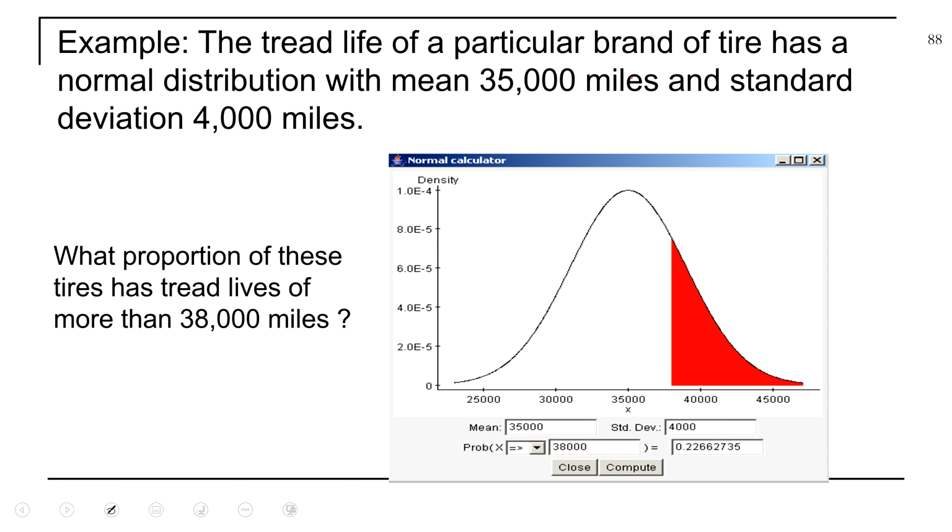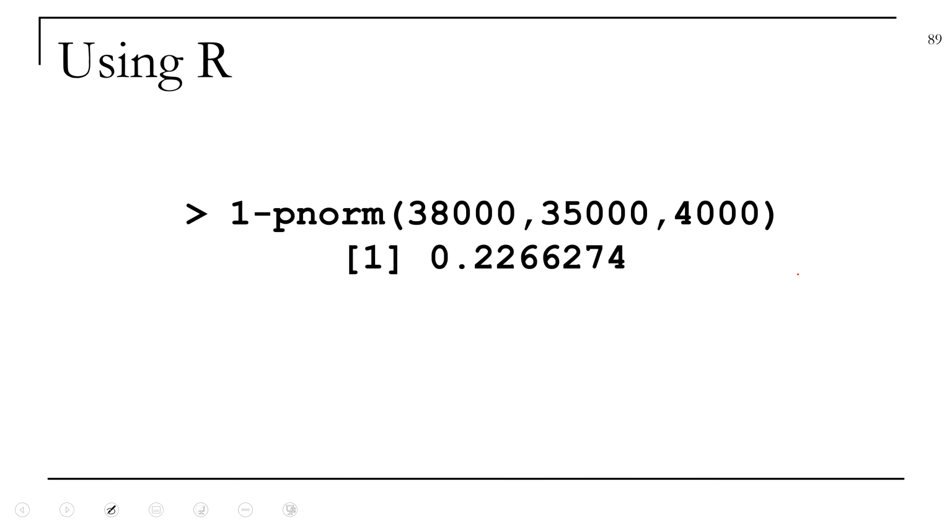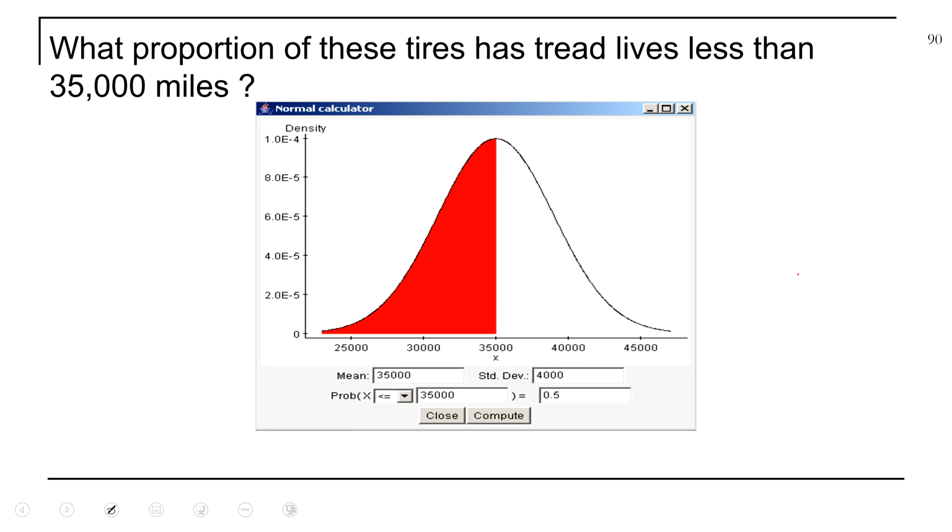So tires have a tread life of average 35,000 miles and a standard deviation of 4,000 miles. What proportion of tires, or what's the probability a tire lasts more than 38,000 miles? We want to find the area from 38 here all the way to the right. We're doing it with an online calculator. But it's simply 1 minus pnorm. pnorm would give you the area to the left. We want the area to the right. So it would be 1 minus pnorm.